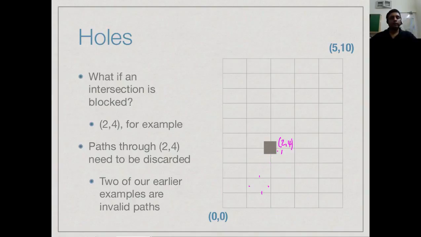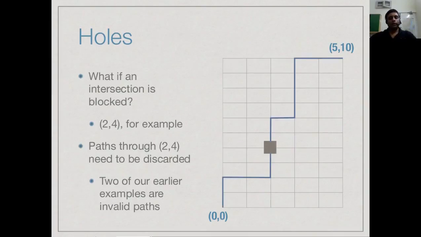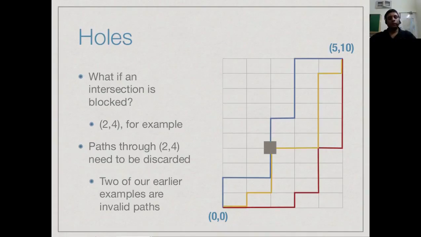Right? So any path that goes through 2, 4 should not be counted among the valid paths from 0, 0 to 5, 10. The blue path that we had drawn before actually goes through this intersection, so this path is no longer valid. The red path is okay because it bypasses it, but the yellow path unfortunately also goes through this intersection. So of the three paths that we had seen so far, two are no longer valid. The question now is, out of those 3003 paths that we said were there from 0, 0 to 5, 10, how many of them are still valid if we are not allowed to go through this intersection?